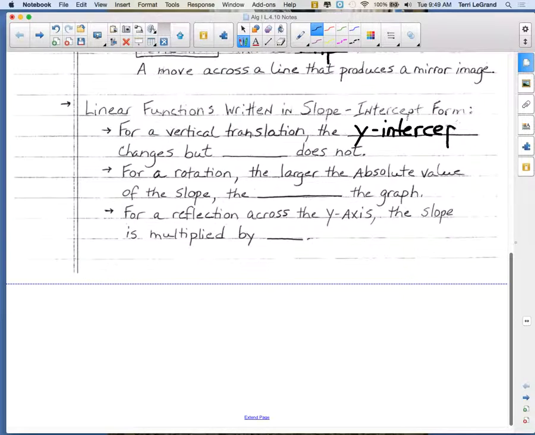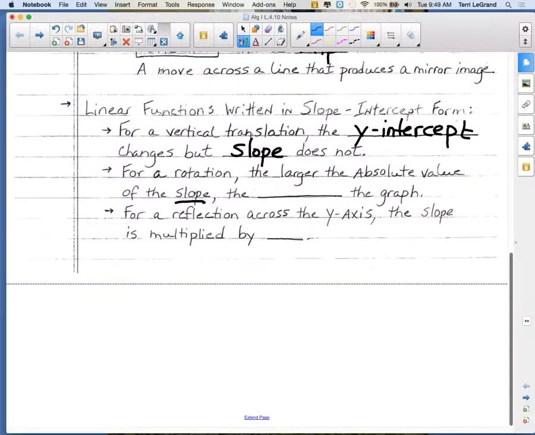So for a vertical translation, for a vertical slide, for the points to slide up and down, the y-intercept changes, but the slope does not. So if the slope does not change, only the y-intercept does, we look at it and say, oh, that means there was a translation that occurred.